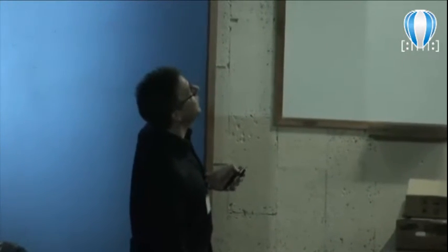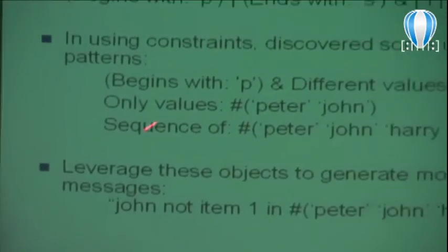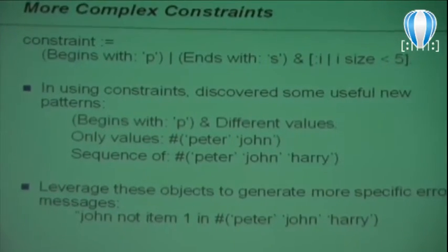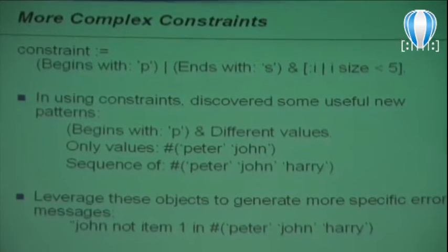So, begins with P, ends with, I talked about that. I started to find that often in my tests, if I'm dealing with collections or things, I only want particular values, so I had only. Sequence, sometimes order is important. So, maybe you needed the sequence of Peter, John, Harry.